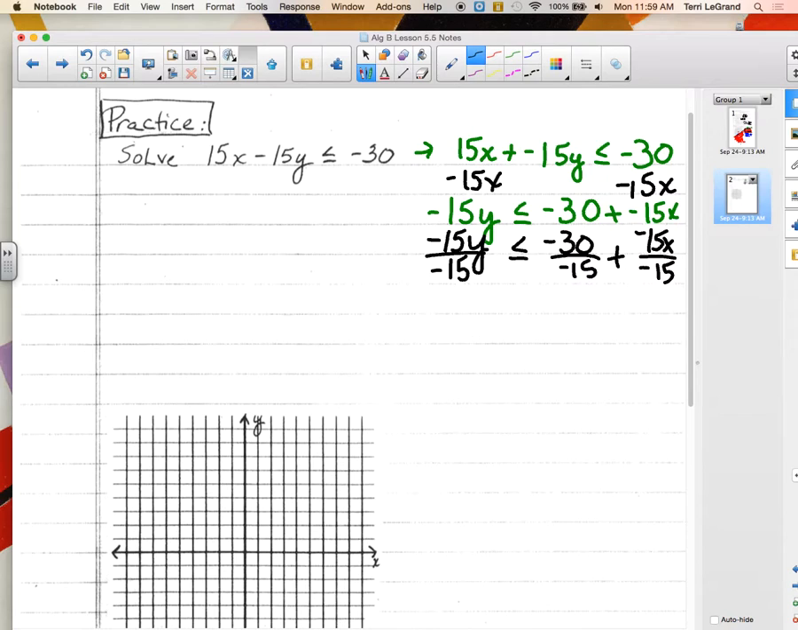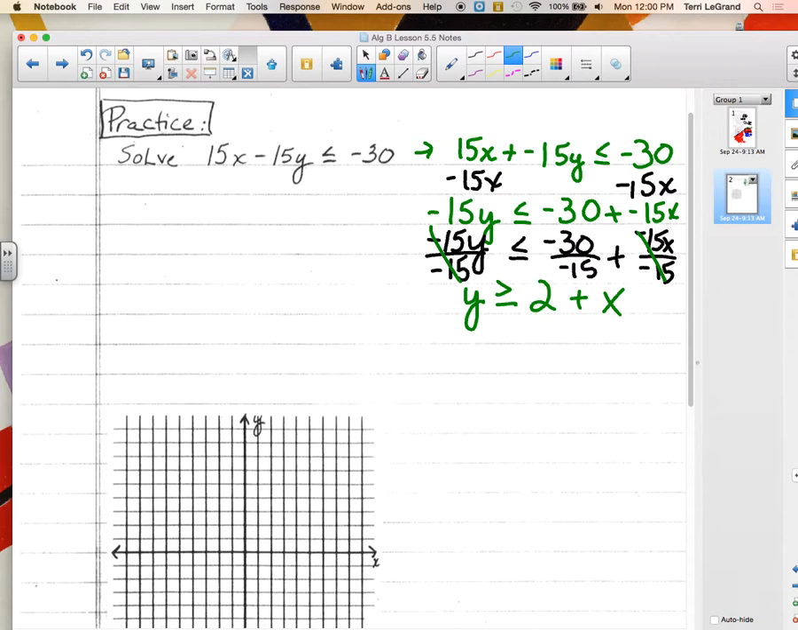And now I divided by a negative, so I need to reverse that. It's going to go from is less than or equal to, to is greater than or equal to. It has to reverse because we did divide by a negative. Negative 30 divided by negative 15 is positive 2. These guys cancel, don't they? And we end up with just x.